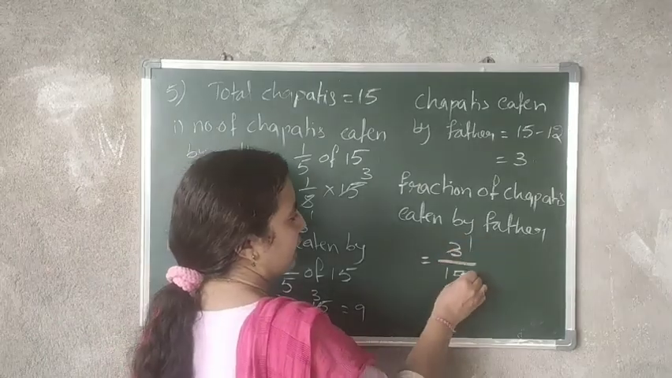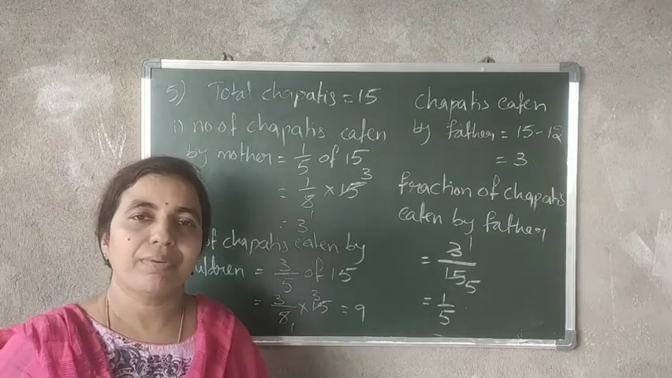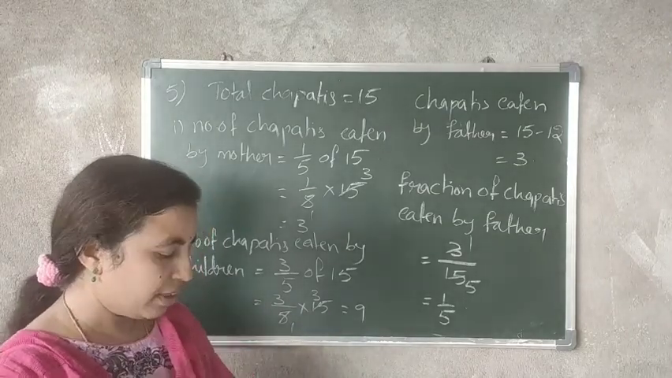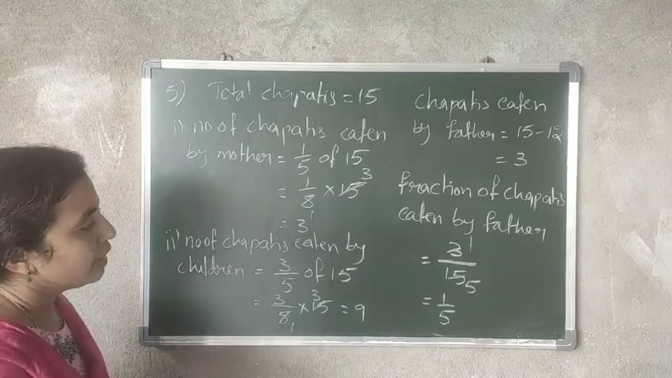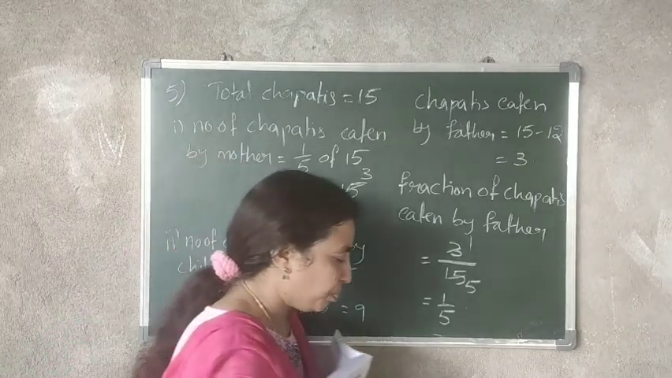So 3 ones are 3, 3 fives are 15. So how many he ate? What is the fraction of chapatis he ate? 1 by 5. He ate 1 by 5. This is 5th example. Next, see exercise 2.